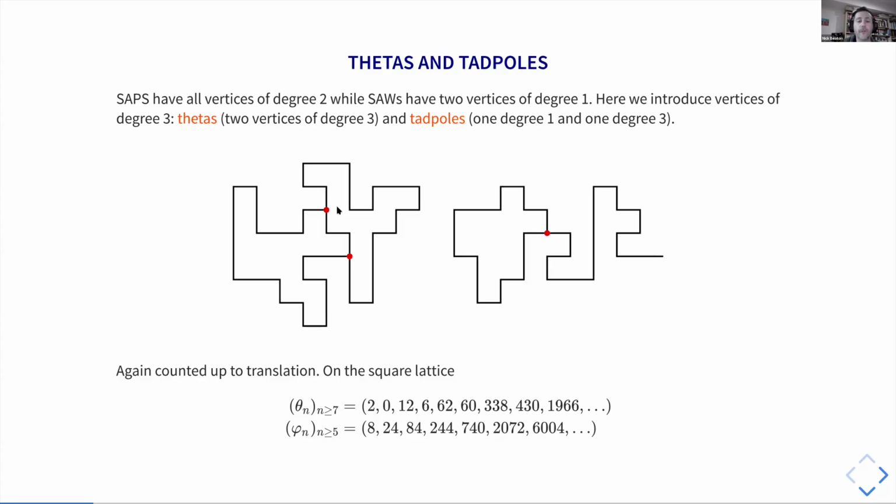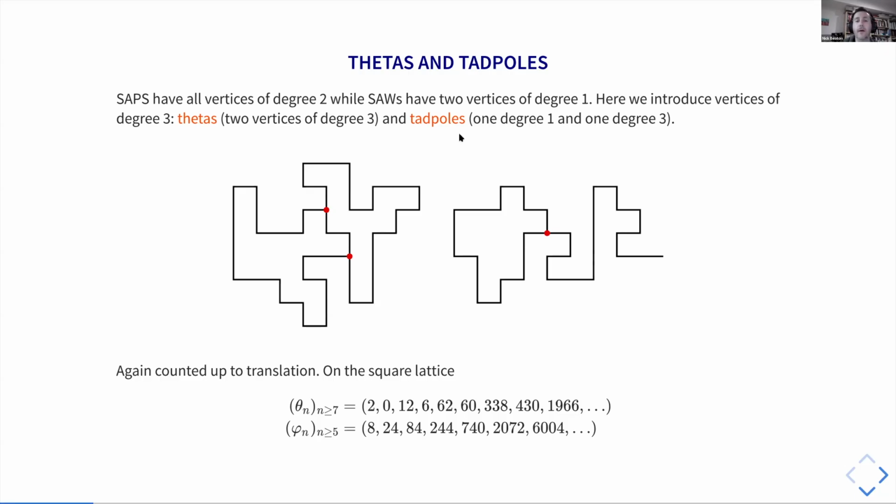And so we've got 2 vertices of degree 3, which I've highlighted there in red. And I'm going to call them arms, so there are 3 arms joining these 2 vertices of degree 3. There's one here and another short one in the middle, and then a longer one over here.